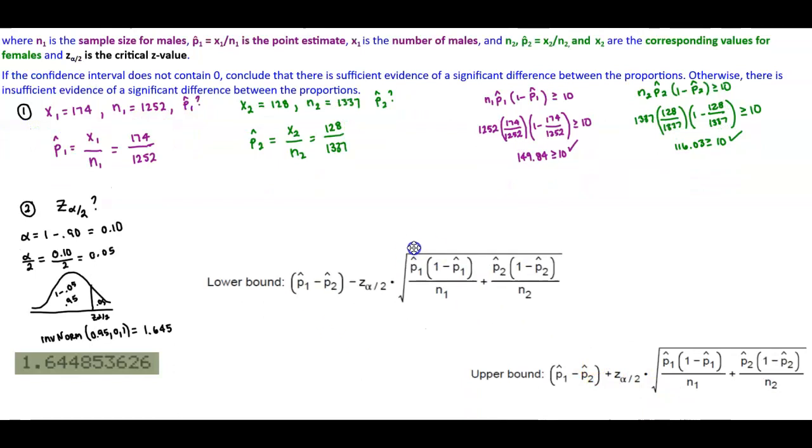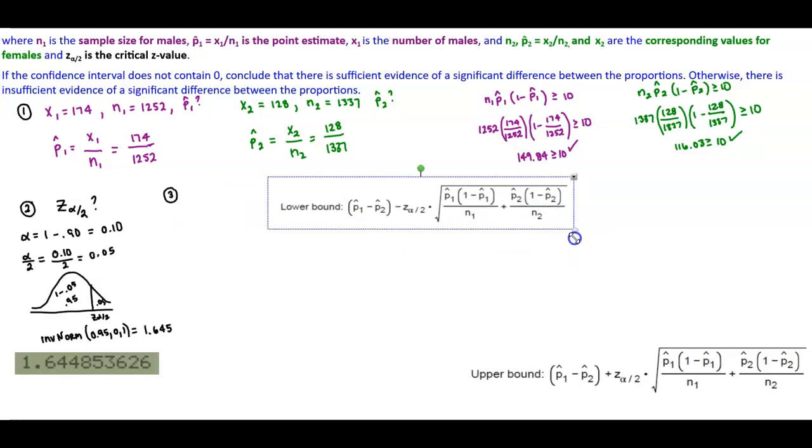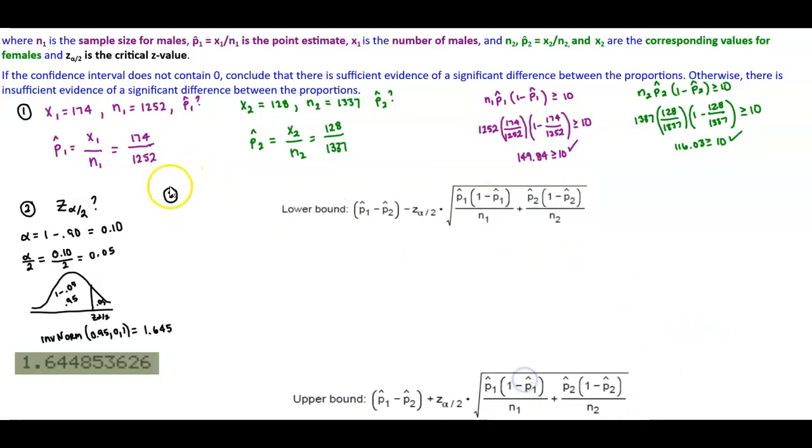All right, now in step 3, we're going to find the lower bound and the upper bound by plugging in this information. So we have the lower bound formula and then we have the upper bound formula. For the lower bound, we're going to take our point estimate 1, which is 174 divided by 1252, minus 128 over 1337, minus the critical value of 1.645.